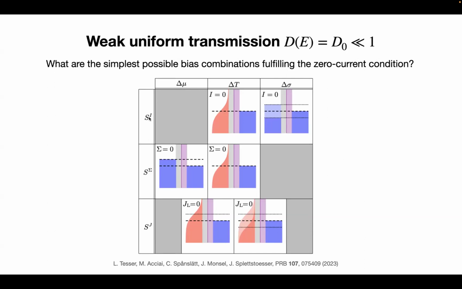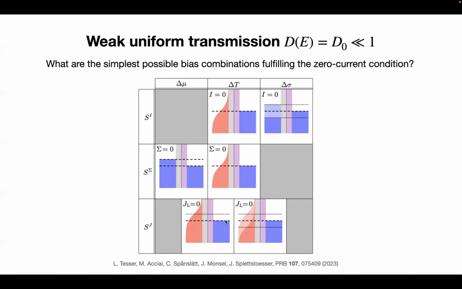So here, for charge transport in the top row, spin transport in the middle, and heat or energy transport in the bottom row. And so for charge, you can achieve a zero current condition with just applying a temperature bias or a spin imbalance. And for the spin, instead, you need either voltage bias or a temperature bias. And for heat, you just need a combination of the two.